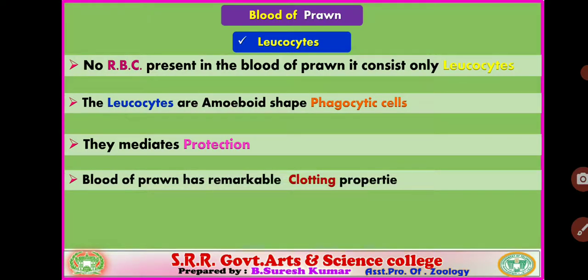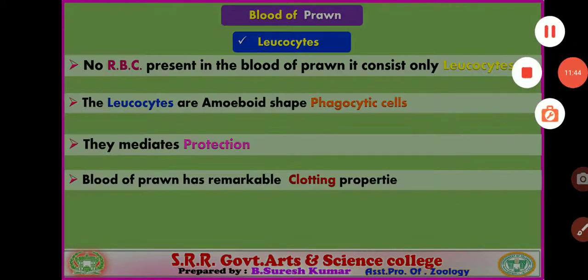And the blood of prawn has a remarkable clotting property. Remember, it also shows clotting phenomena like a higher animal's blood. So with this we completed the composition of blood. The parts of blood are plasma and leukocytes, and plasma includes hemocyanin, and leukocytes for what purpose? Protection purpose. Follow? Right. Yes.